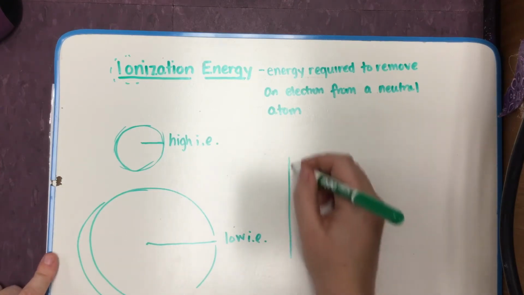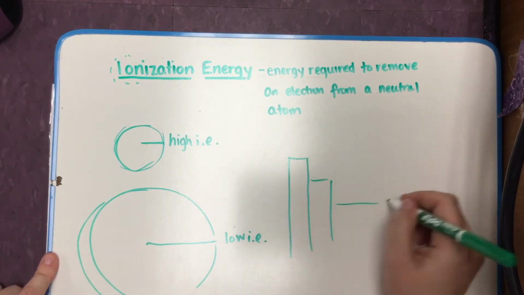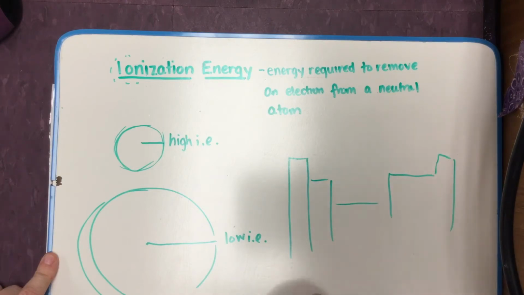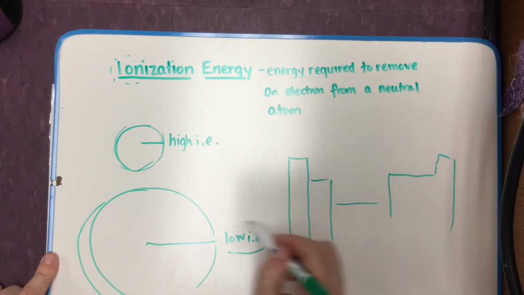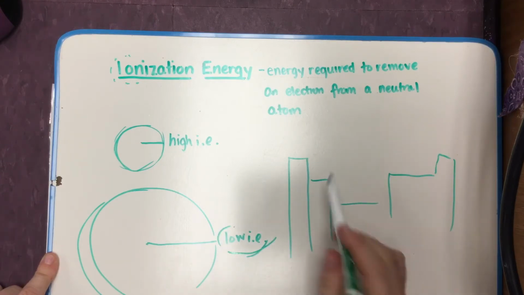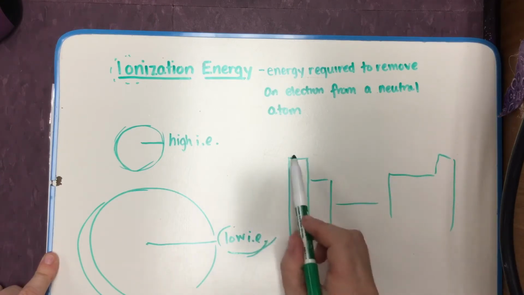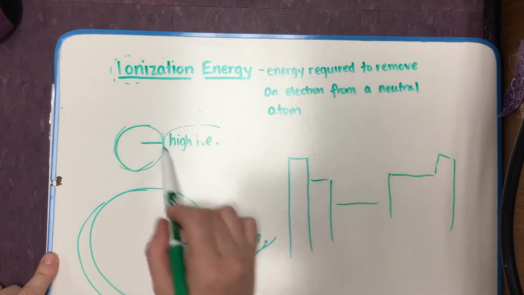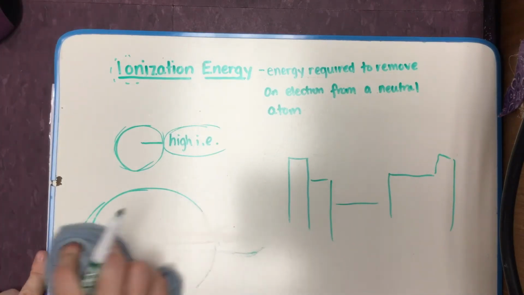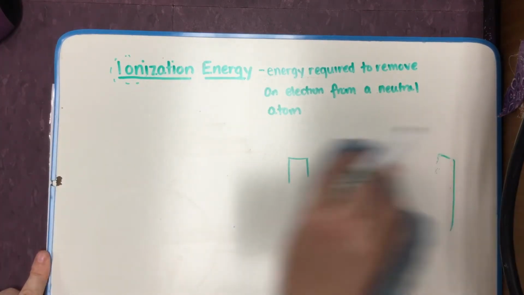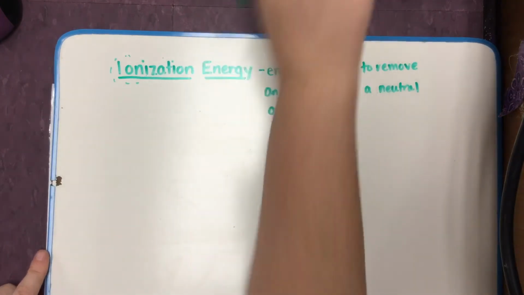Now think about how that relates to our periodic table. We know that as you go down, the atomic radius gets bigger, which means the ionization energy would get smaller. As you go across, the atomic radius got smaller, that means the ionization energy would get greater. Both of the reasons why really deal with that inverse relationship between the atomic radius and the force of attraction.